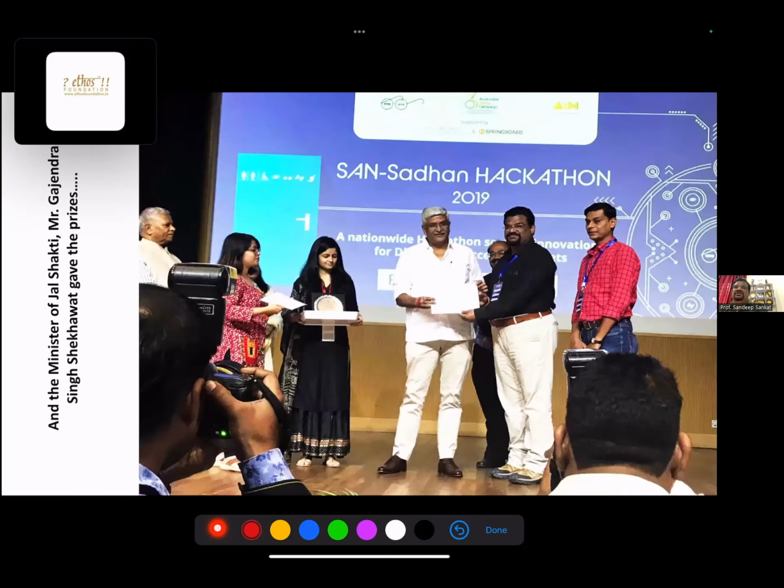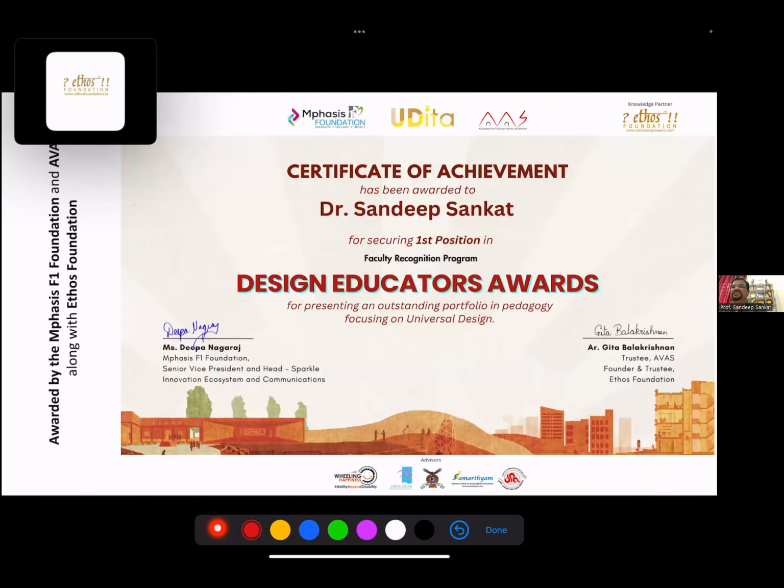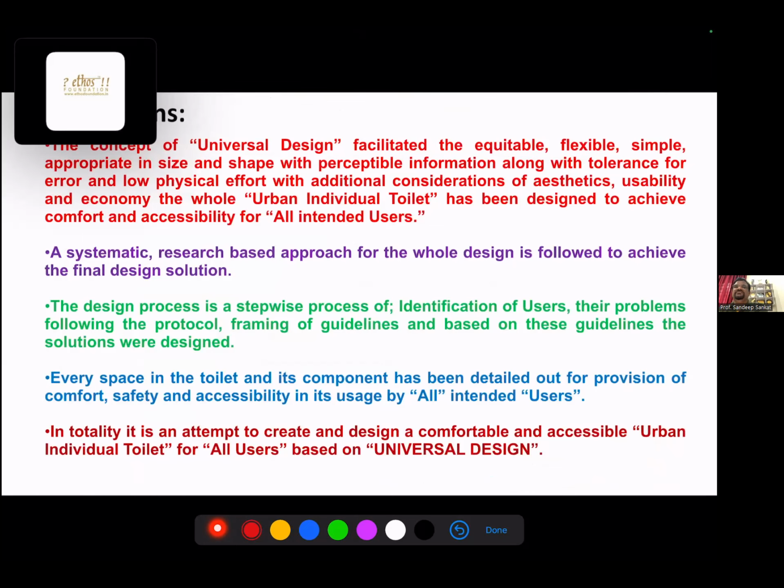This was the design which has also been awarded. The Minister of Jal Shakti, Mr. Gajendra Singh Shekhawat, has awarded this, the certificate for this by 3 ministries, and of course the certificate from Udita and Ethos Foundation. This has been awarded as the Design Educators Award.